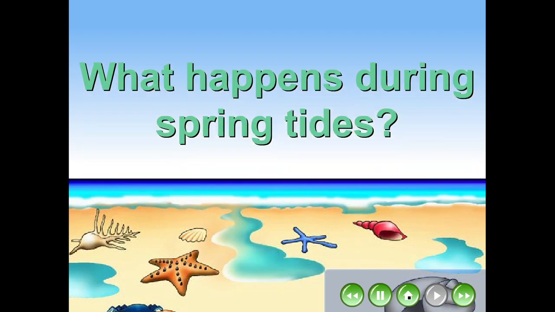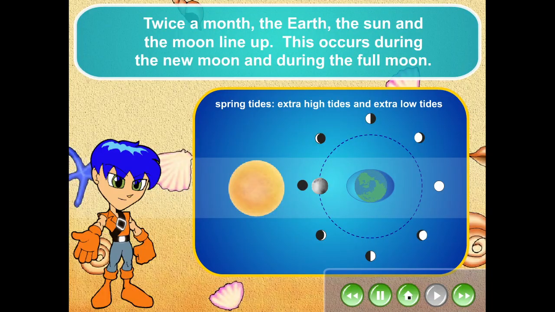What happens during spring tides? Twice a month, the Earth, the Sun, and the Moon line up. This occurs during the new moon and during the full moon.